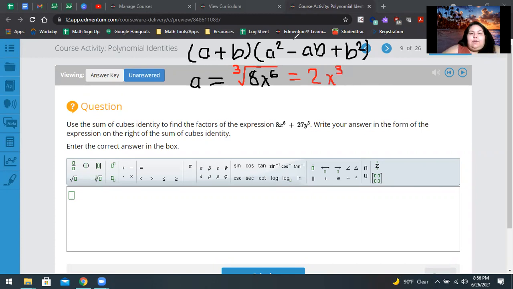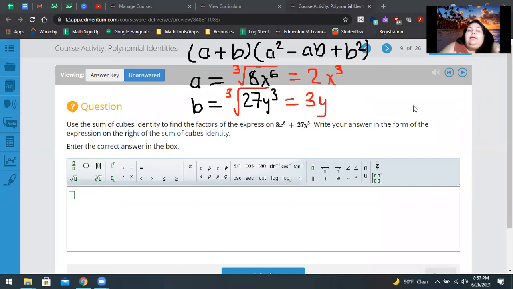Now let's go ahead and move on to finding our b. So our b is using that second term, 27y to the 3rd. Again, if we take the cube root of that, the cube root of 27 is 3. Cube root of y to the 3rd is y.